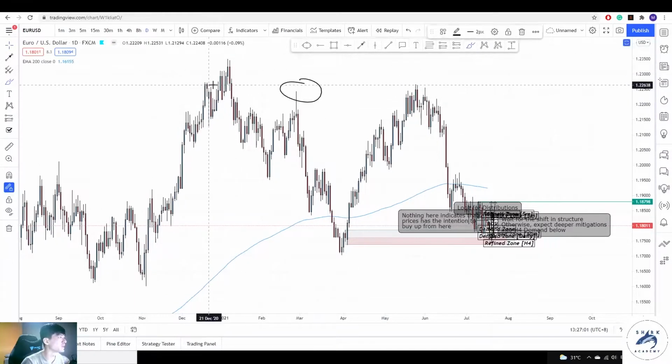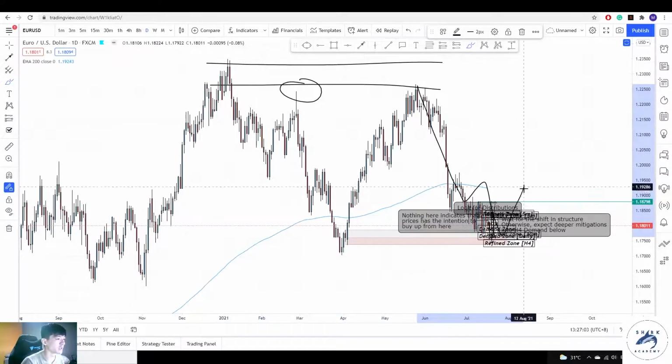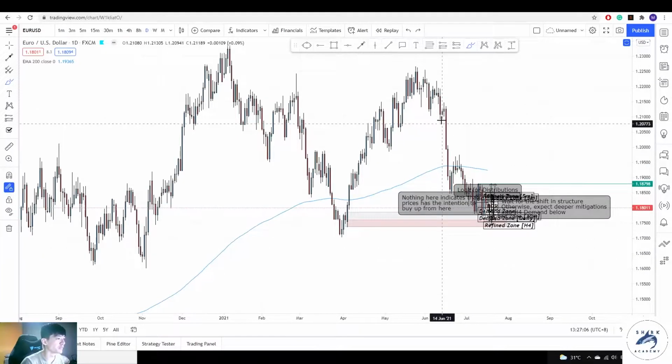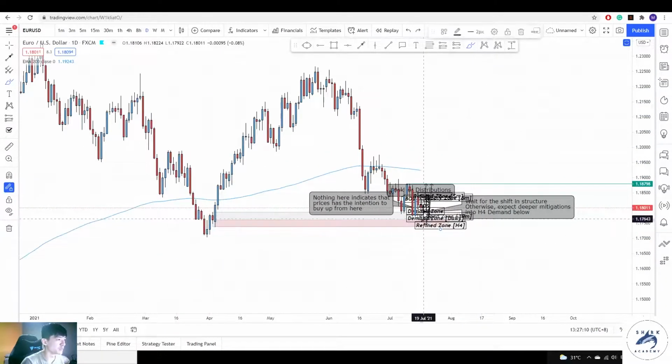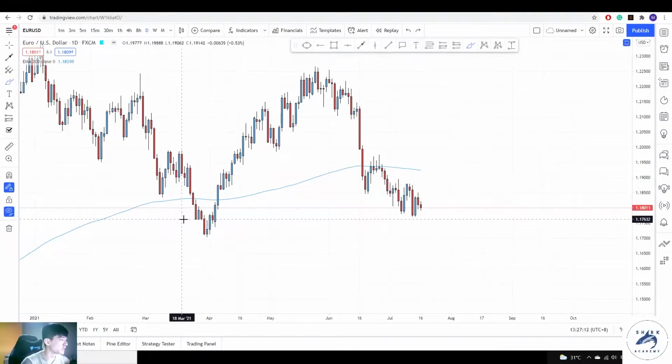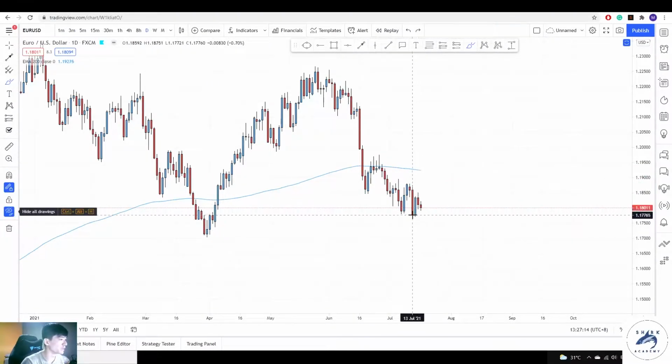Maybe tap into supply zones here, and we are expecting prices to move down temporarily into this level. So if this demand holds and we see a breakout, let me just remove this. If we see a breakout over here, you can see this is a demand zone, right? If we see a breakout, a shift, then we can expect prices to be moving into these levels, right?